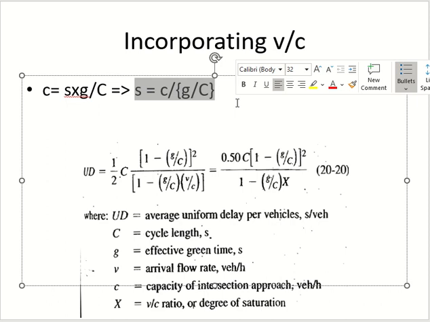When I do this, V upon S is removed, and now I have V by C into G by C. Remember, this G upon capital C is green upon cycle length. This is V upon small c, where V is the arrival and c is the capacity. Capital C is cycle length, small c is capacity. Now V by C ratio can also be represented with X. X is the V upon C ratio.